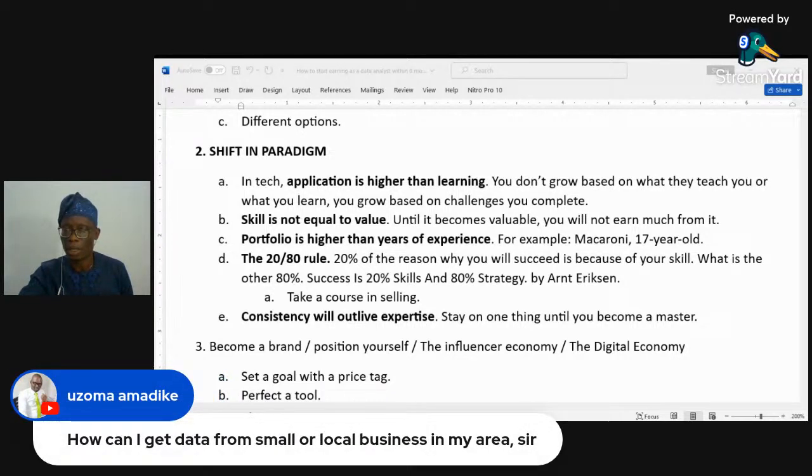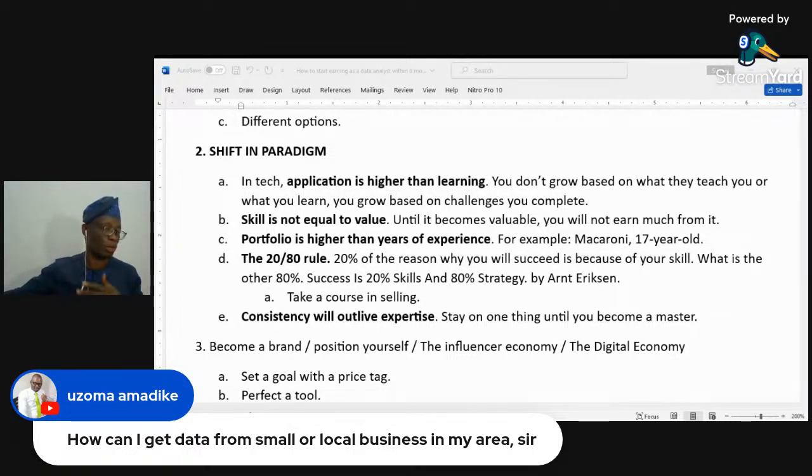Okay, somebody said, how can I get data from small or local businesses in my area? Let me give you an example. Let's say a bookshop, a shop where they sell books and other things. Preferably start with people you know. Be careful, there's this thing of trust. Some people will not openly give you their data, so start with people you know.